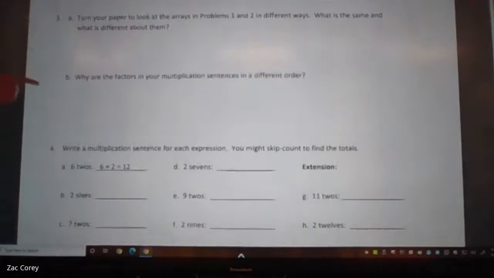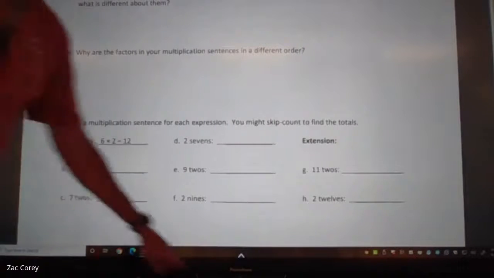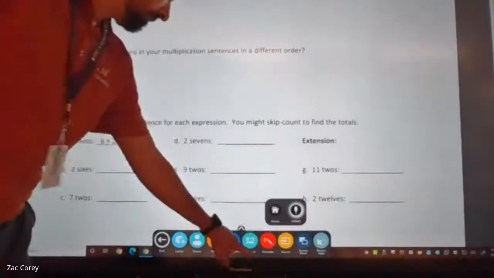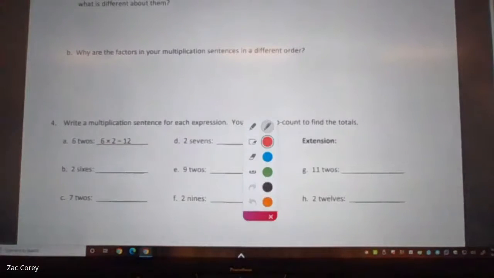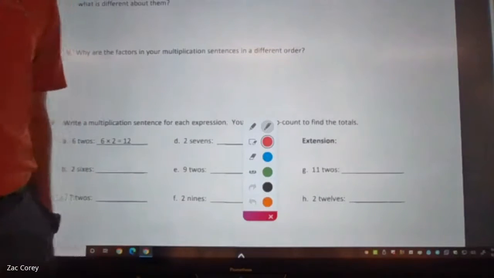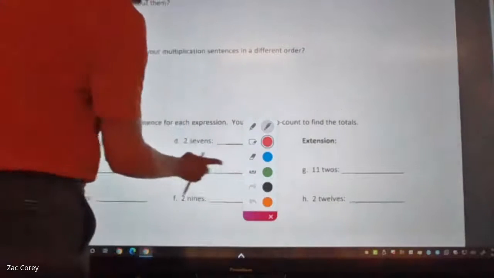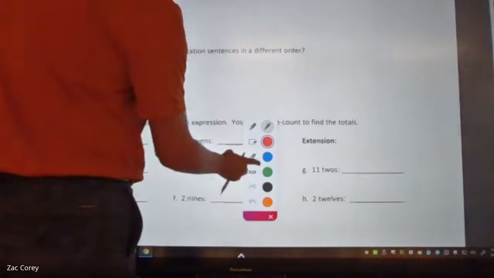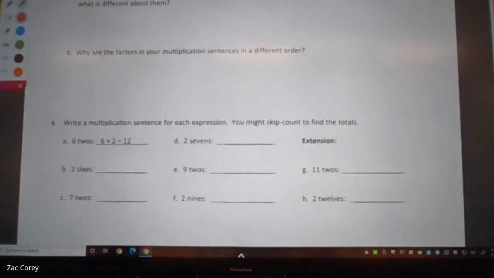Moving on to number 3. All right, number 3 says, turn your paper to look at the arrays in problems 1 and 2 in different ways. What is the same and what is different about them? Go ahead and pause my video real quick and come back. See if you can figure out that answer. What's the same and what's different?